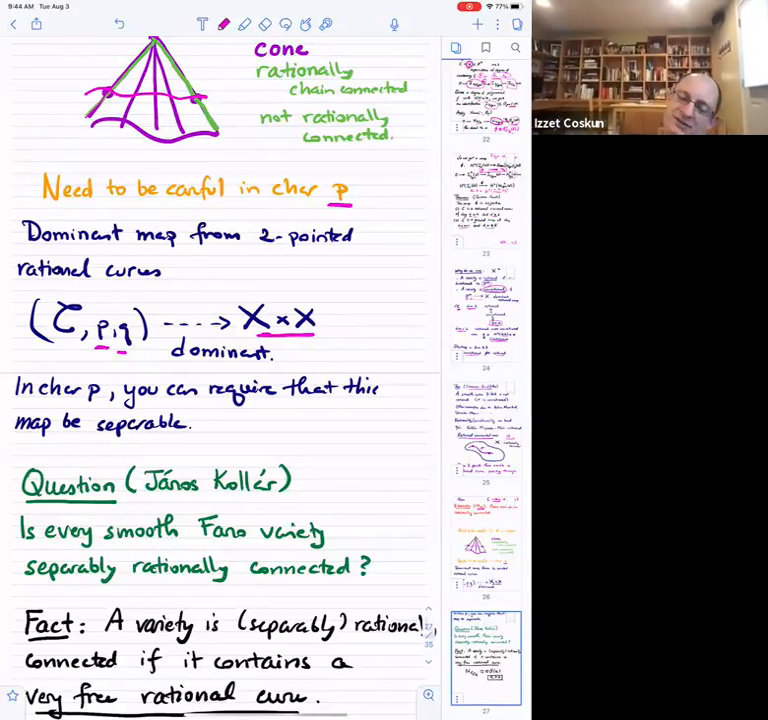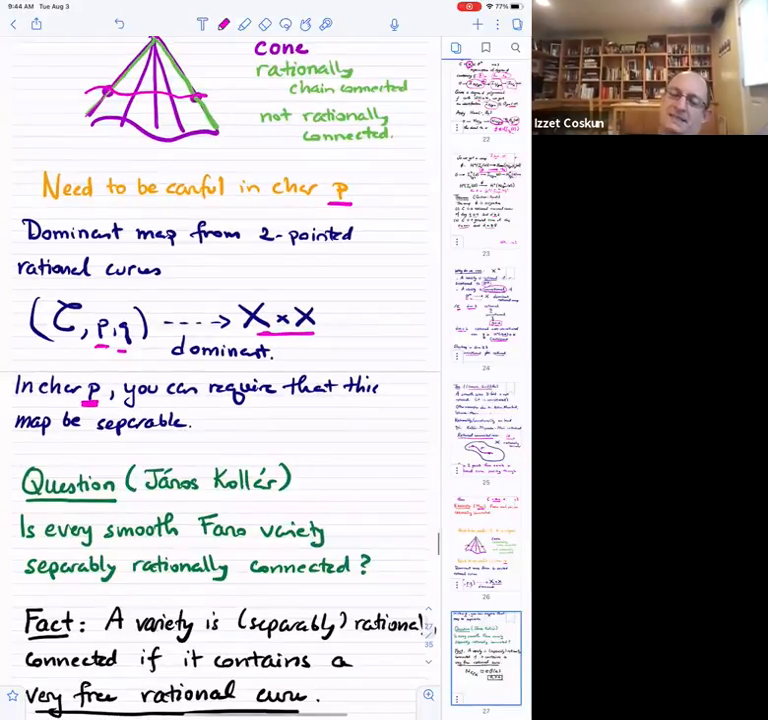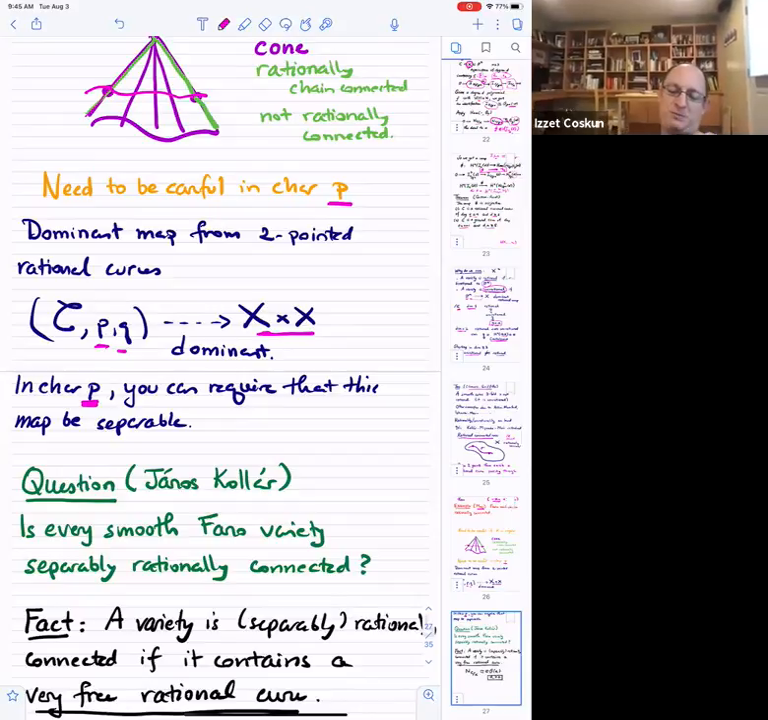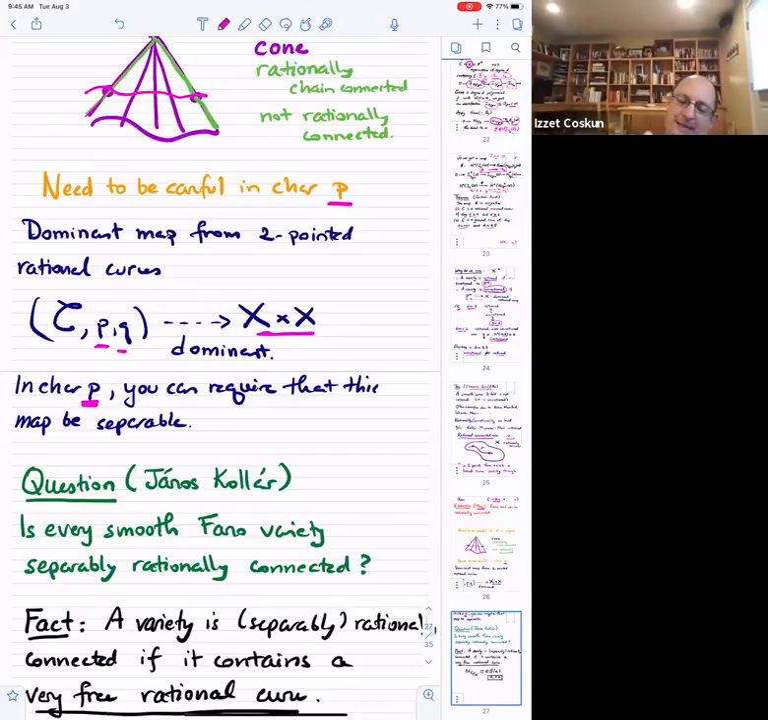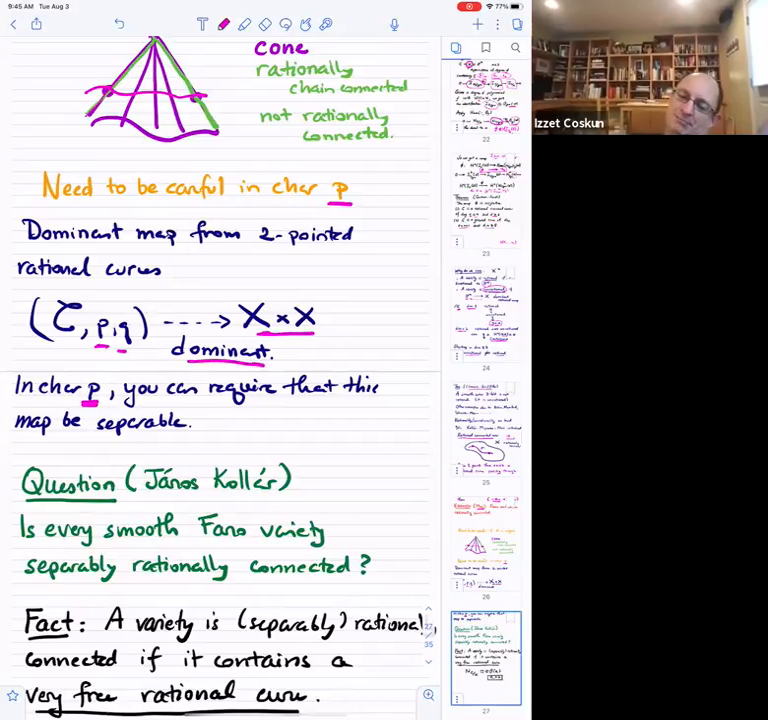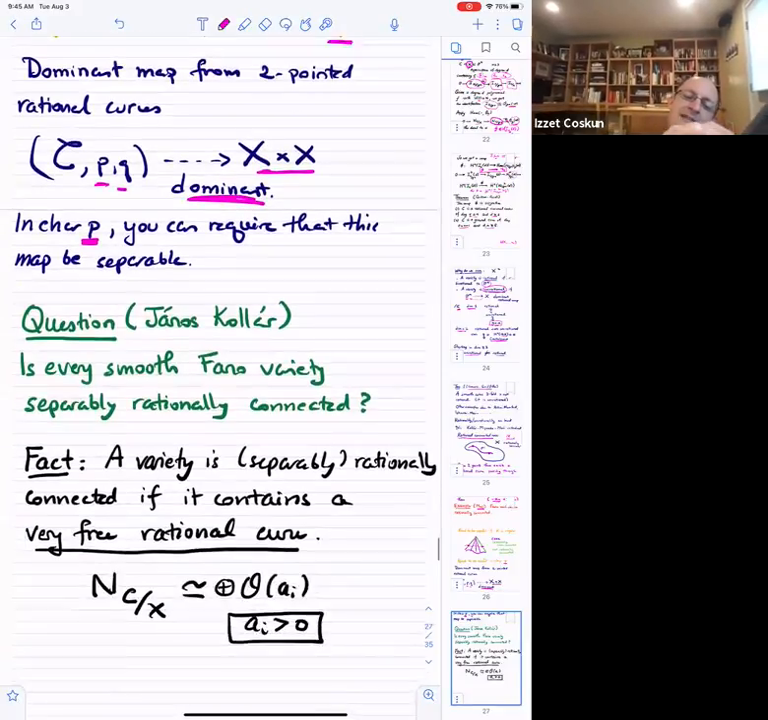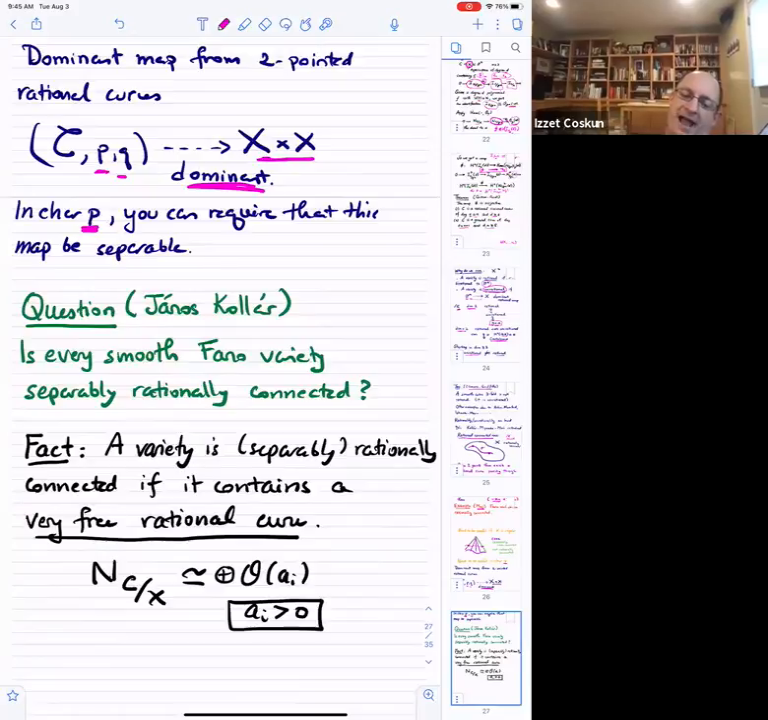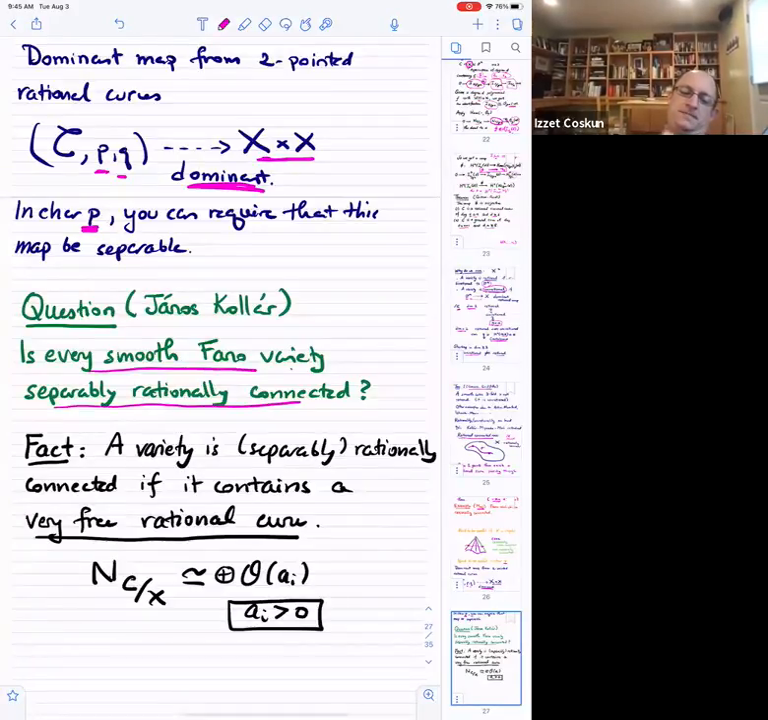You see, in characteristic p, the question arises whether this map is separable. The map might not be separable, and if it's not separable, then the good properties don't work so well. So you call something separably rationally connected if this map is actually separable. And then there's an important question of János Kollár, which asks whether every smooth Fano variety is separably rationally connected.